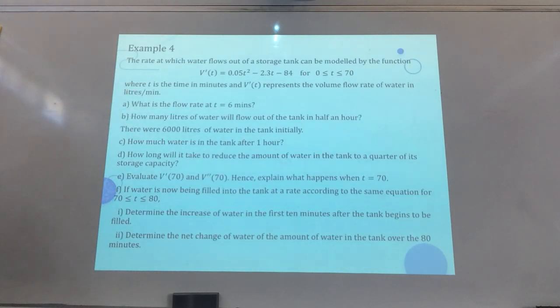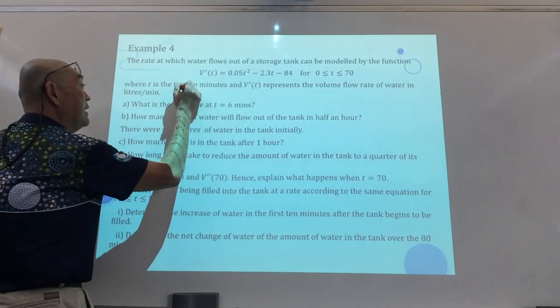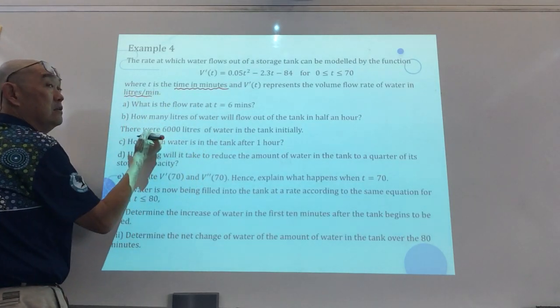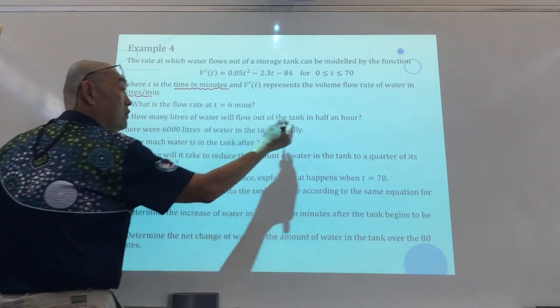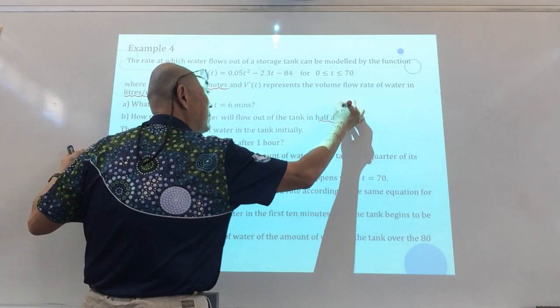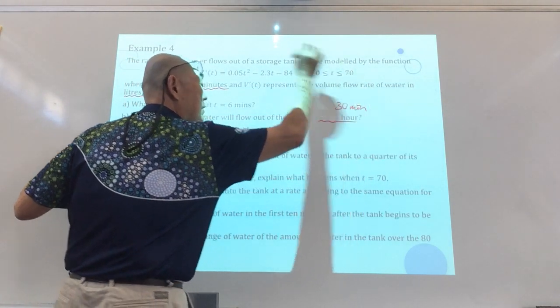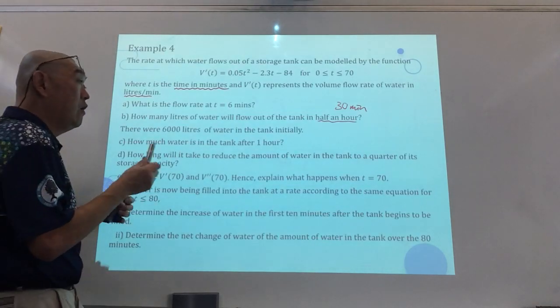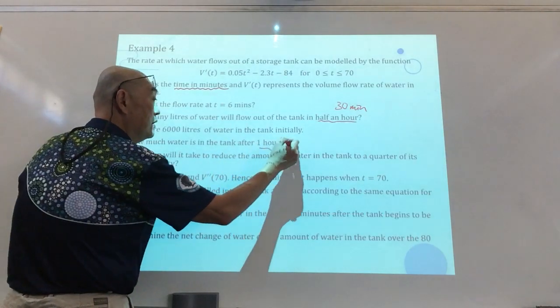Now, look at the question. The question says time in minutes. Highlight that, and liters per minute, because you will have to change this to 30 minutes. You cannot do it as a half; 0 to half doesn't make sense. Now, 1 hour, you know you need to change that to 60 minutes.